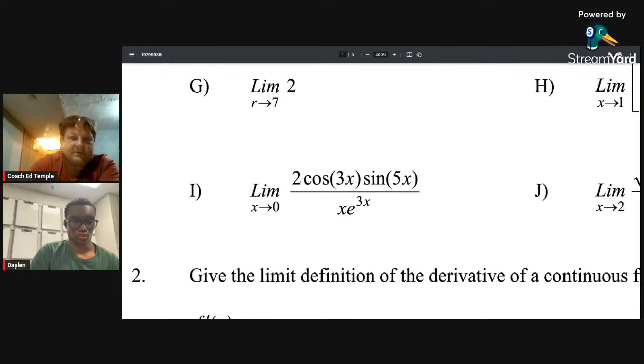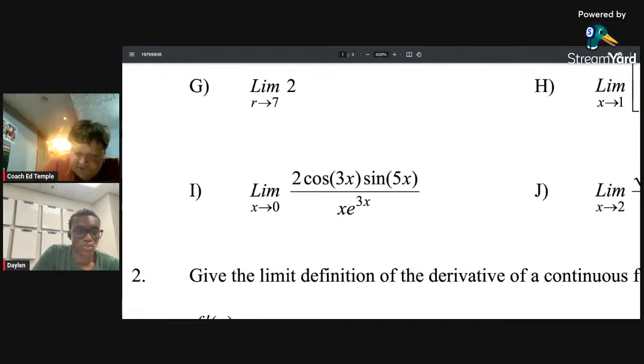But anyways, I don't see one right off the top, and usually they're pretty self-explanatory. So let me go back. All right, so we'll go back to that one. That one, I want to write that one down. That one was 2 cosine of 3x sine of 5x all over x e to the 3x as x approaches 0. Okay. So that's that. All right. So now let's see if we can't pick another one of these bad boys.